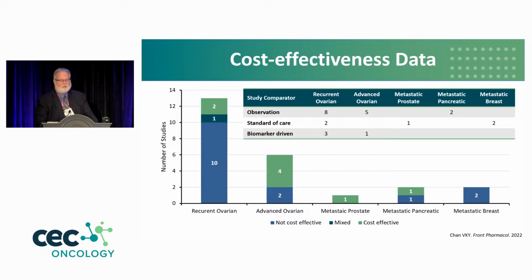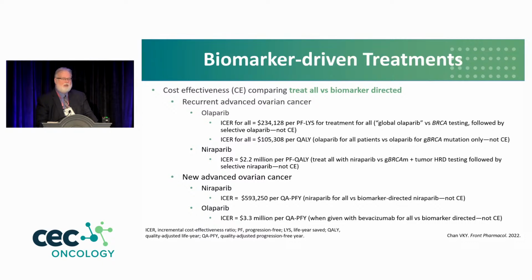In the recurrent ovarian cancer space, two out of 13 studies have been shown to be cost effective. In ovarian and advanced ovarian cancer, 4 out of 6, 1 in prostate cancer. It's a 50-50 split in pancreatic at this time, and no breast cancer study at this point in time is shown to be cost effective. And again, we're talking cost effectiveness based upon different levels of threshold that's defined by the study.